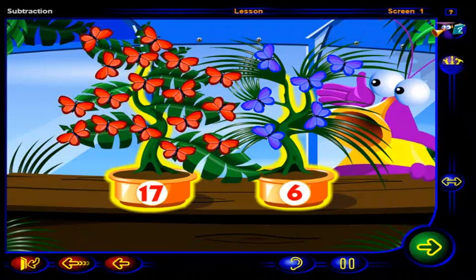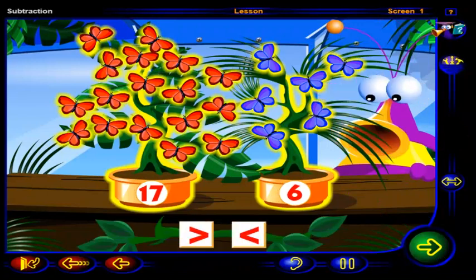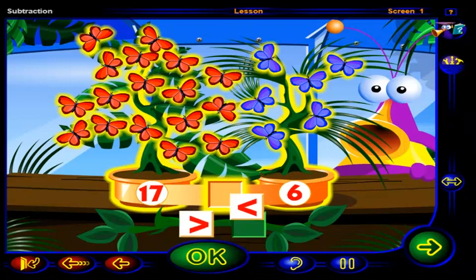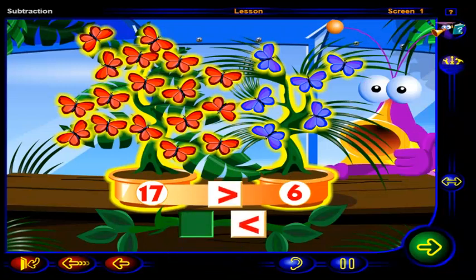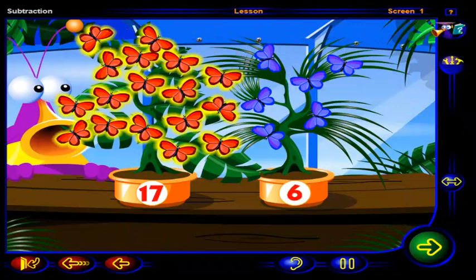But which plant has more butterflies? Drag a sign here to compare 17 and 6. Well done! The sign always points to the number that is less. There are more red butterflies than blue butterflies.